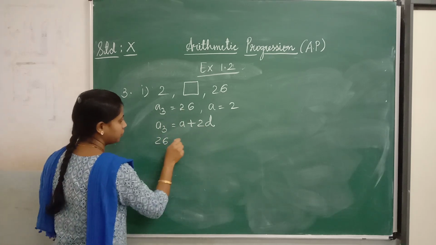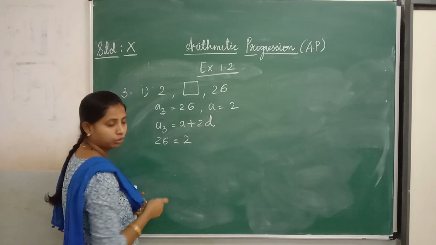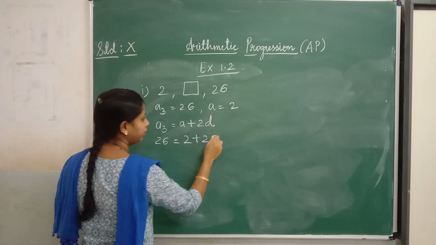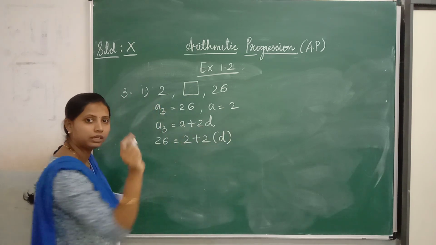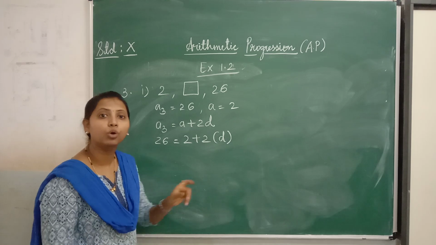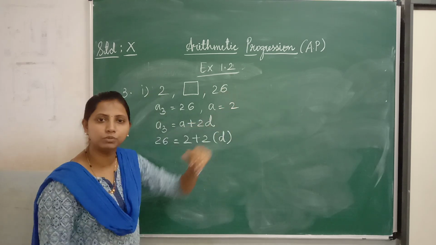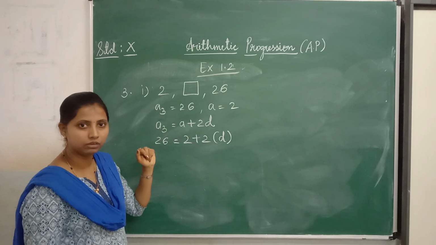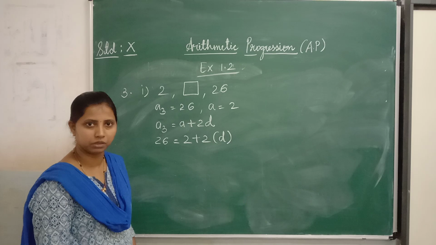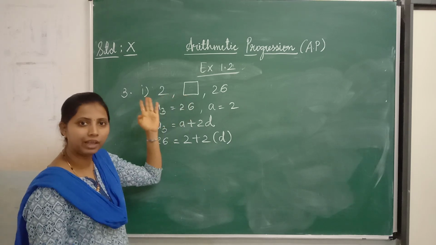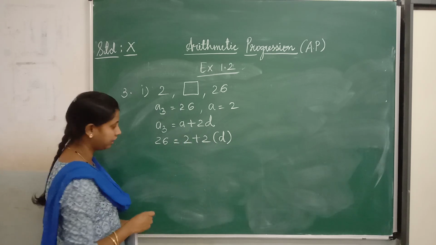Substitute: it is 26. A is also given. Substitute 2 plus 2 into D. So when we simplify this, we will get the value of D. D is nothing but the common difference. And once we know the common difference, we can write any of the terms of the AP. First term is also given. We can get D here and then we can write any of the terms of the AP. Second term will be A plus D. So first let us find D.